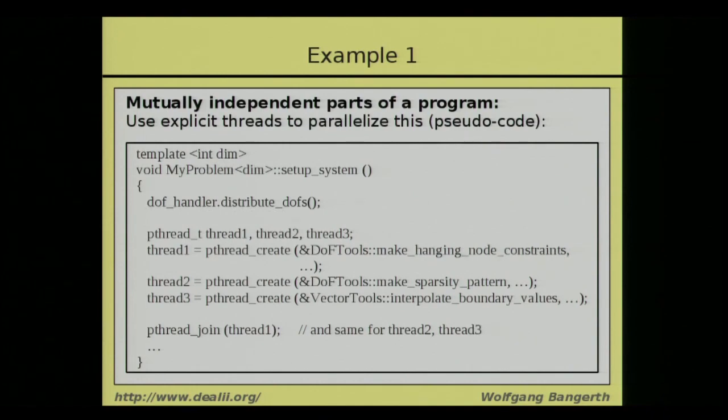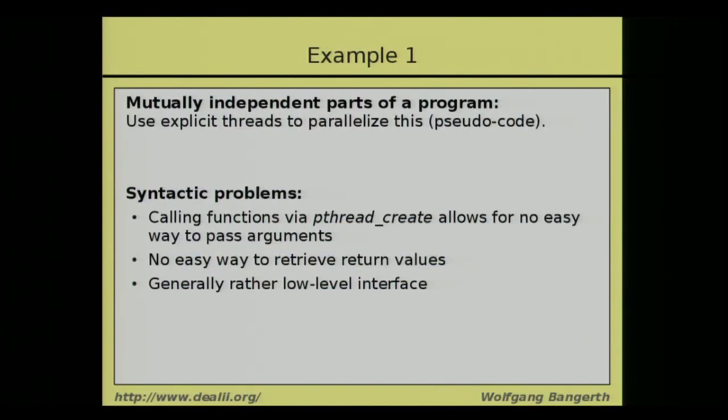So the point of this is that I have created 3 new threads that will be running concurrently with the main thread and will be computing things in parallel at the same time. Now, for pthread create, there are a number of syntactic problems. There are other problems that I'm going to come back to later, but syntactically, using pthread create is a really awkward interface. It does not allow easily to pass arguments. I'm going to show you an example in a minute where you see the actual syntax of pthread create.